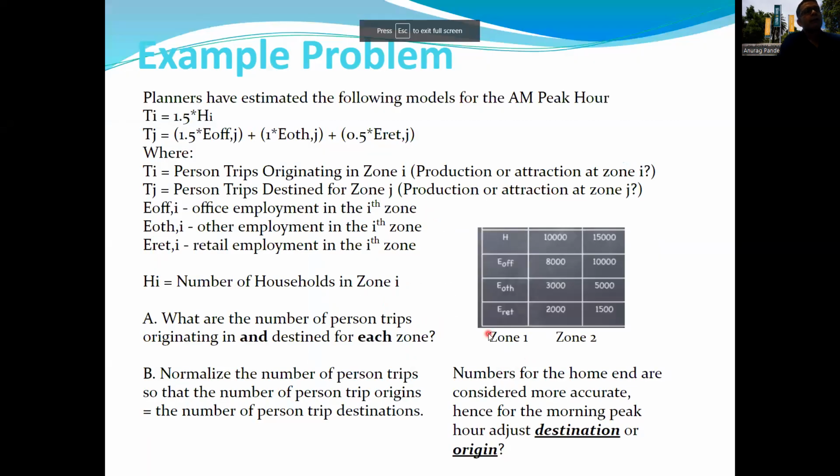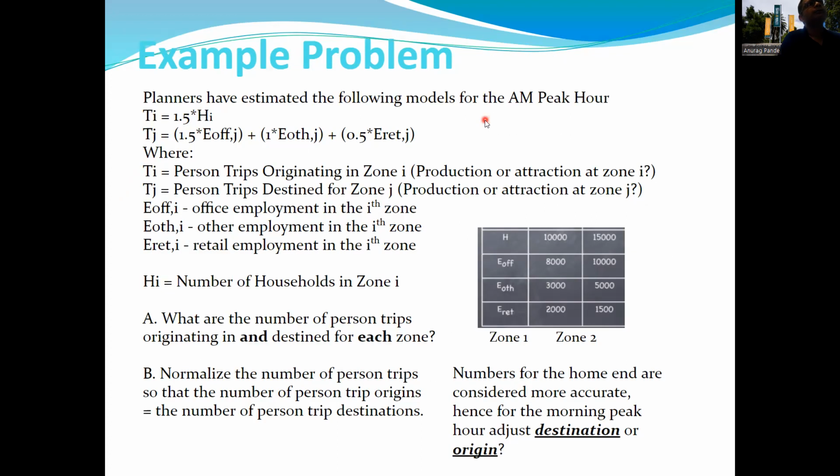In the previous lecture, we applied these independent variable values from this table for zone 1 and these values for zone 2 into these two models, and we estimated T1 and T2 originating, and TJ, the same for the destined for zone J. So this is what the numbers we came up with.